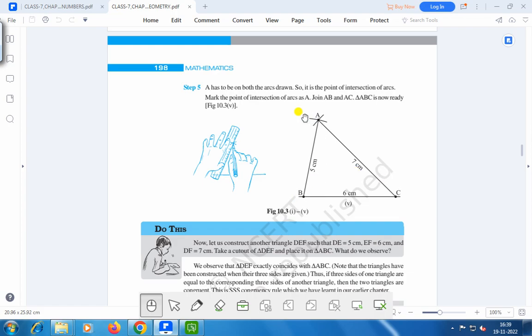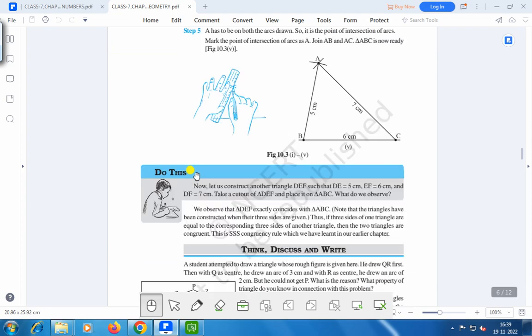With B as center and the distance between the pointer and the pencil being 5 centimeter, cut an arc here. The same way, with C as center, cut an arc at point A such that the distance is 7 centimeter. Then you can get the triangle, right?